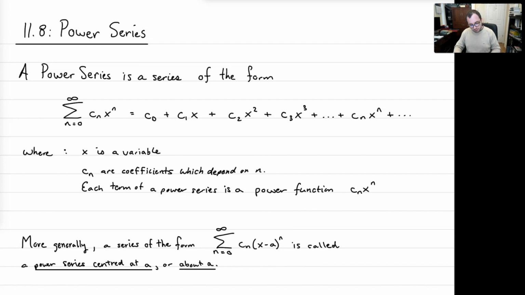More generally, though, if you don't want to have just x to the n, you can have x minus a to the n. You can just take a horizontal shift of those x to the n's. We call such a series a power series centered at a, or about a. And I'll have you note that the power series up here, the sum of c_n x to the n, is just a power series centered at 0, at a equals 0.